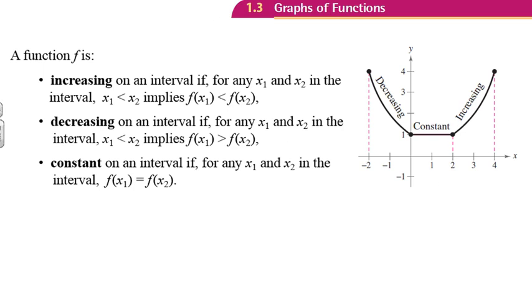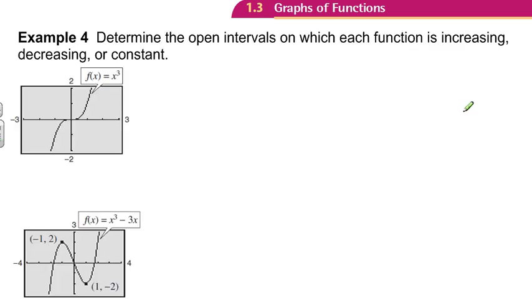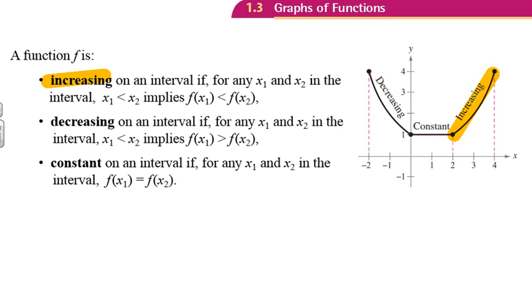A graph is increasing when you go from left to right, and it's going up. Kind of makes sense, right? We read from left to right. So when you go from left to right, it's going up. That's increasing. We say that the function is increasing from 2 to 4 because when you read from left to right, the graph is going up.